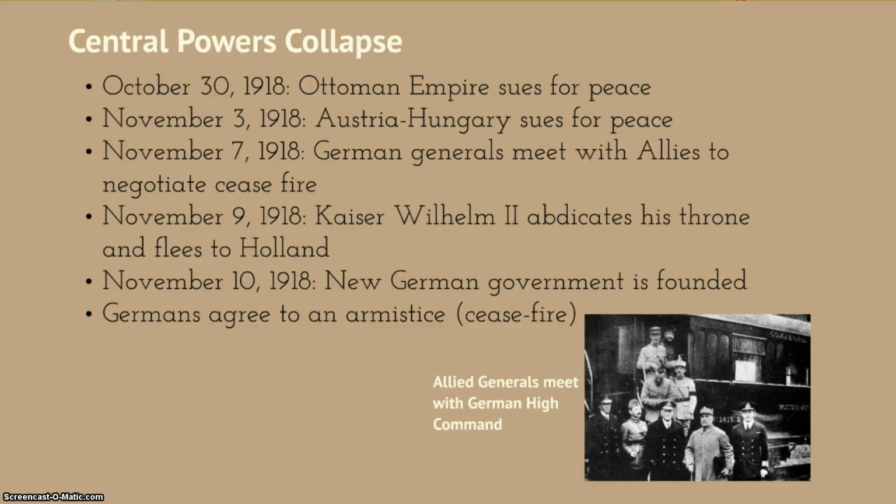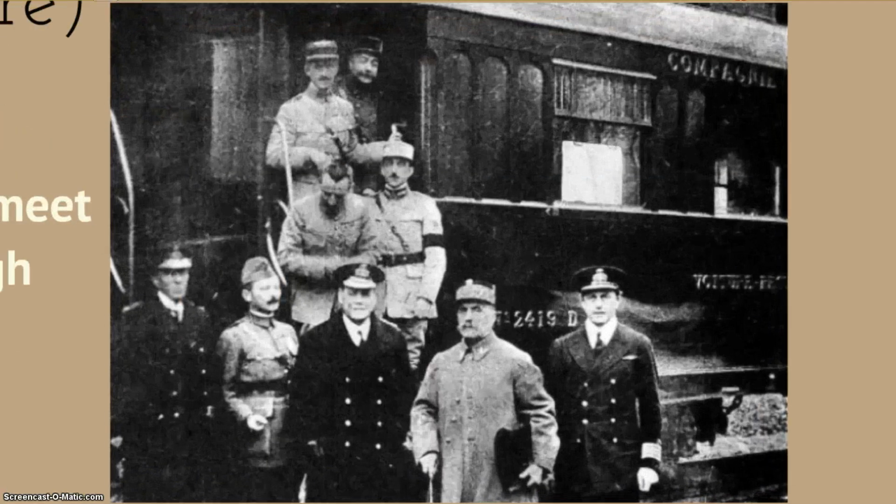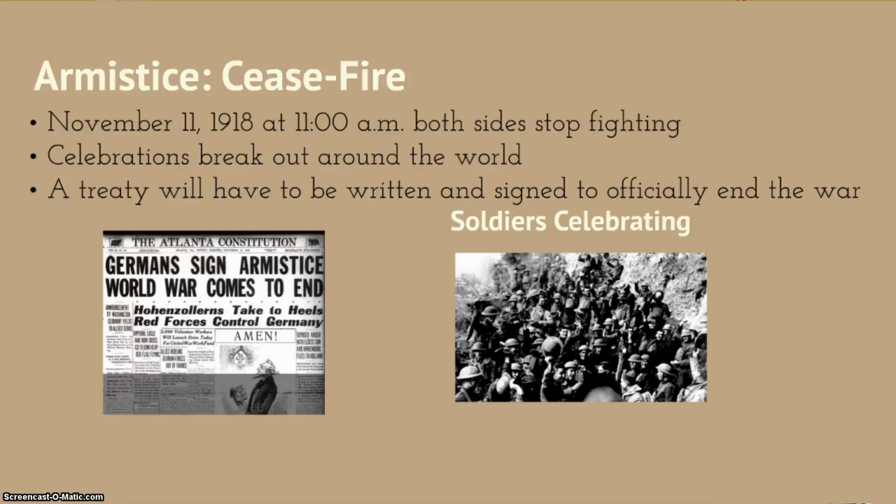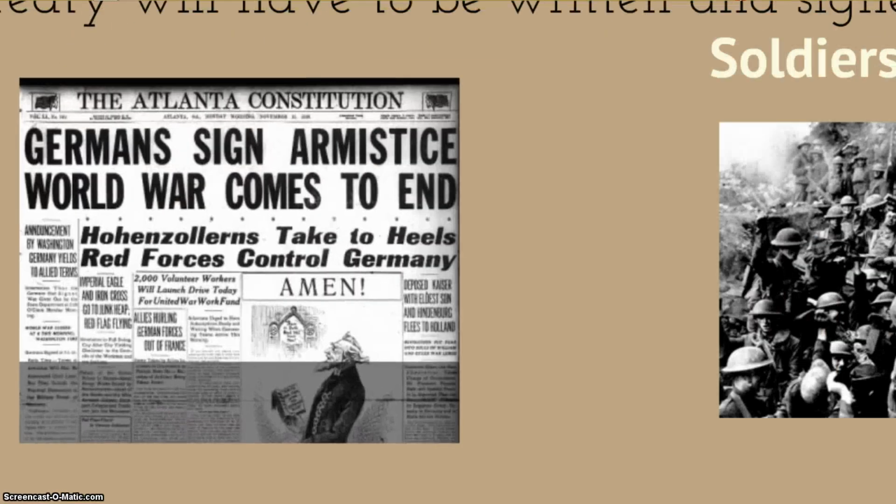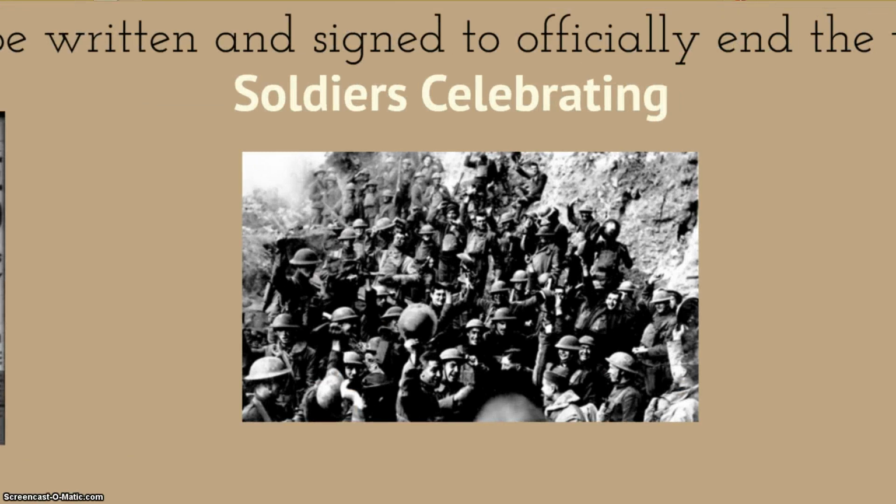You can see the Kaiser Wilhelm II abdicates the throne, flees to Holland, and a new German government is founded, and they agree to an armistice or a ceasefire. The problem is, as most of you know from your notes, that this treaty that's written and officially signed will pretty much blame absolutely everything on Germany.